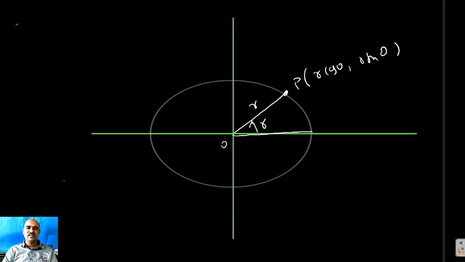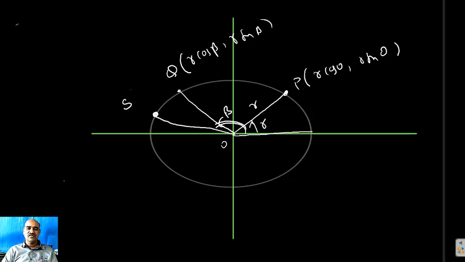Understood? For example, one more point Q is taken here, and joined. For example, this angle is beta in the positive sense. So the coordinates of Q are r cos beta comma r sin beta. Okay, one more point S is taken here, and O and S are joined. For example, the angle magnitude is theta. So the coordinates of S are directly r cos theta comma r sin theta. Sorry, this is gamma: r cos gamma comma r sin gamma.